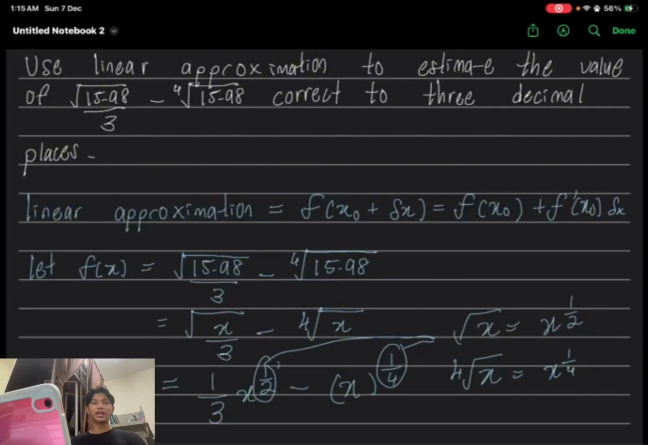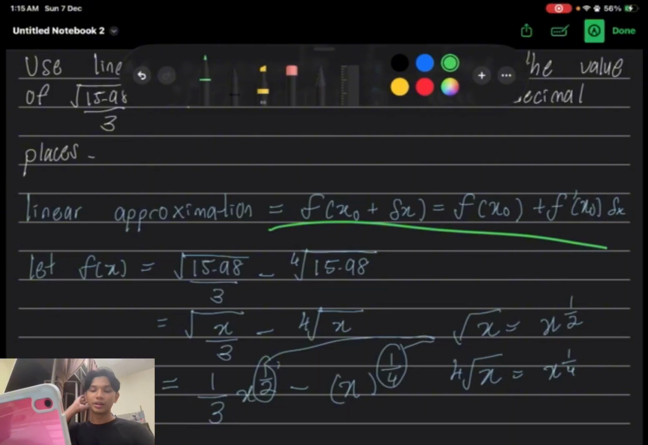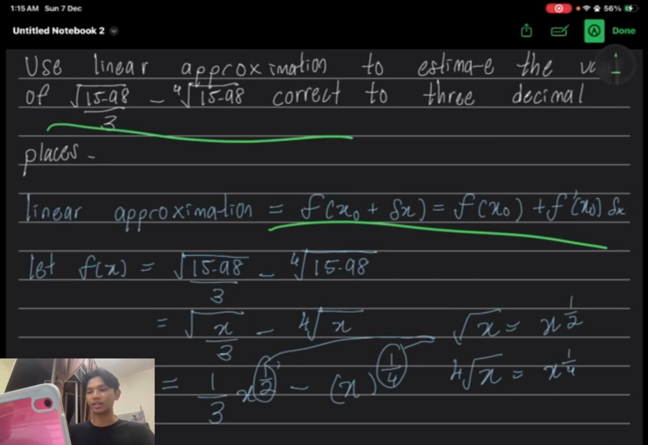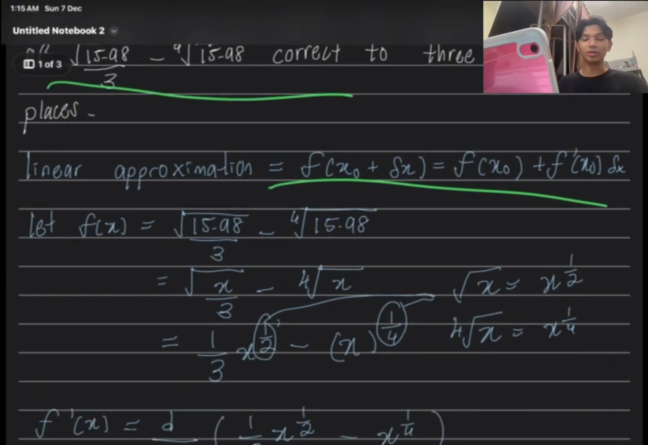Thank you. So today I will be teaching you on how to use linear approximation to estimate any value. So first, when you hear linear approximation, you need to think of this formula right here. Alright. Now you need to identify f(x). We already identified the f(x) because it's already been given in the question right here. Now 15.98 looks like the closest to a square root, so we will turn it into x.